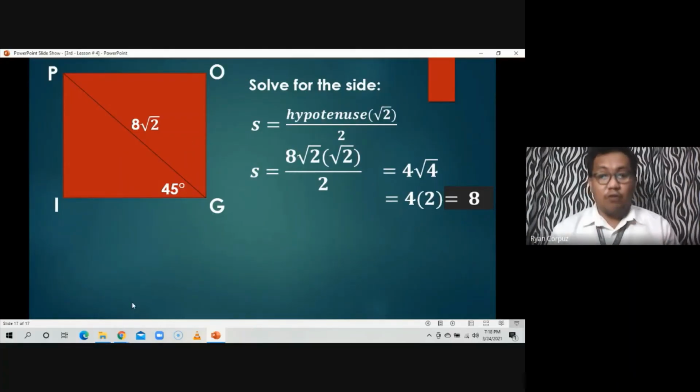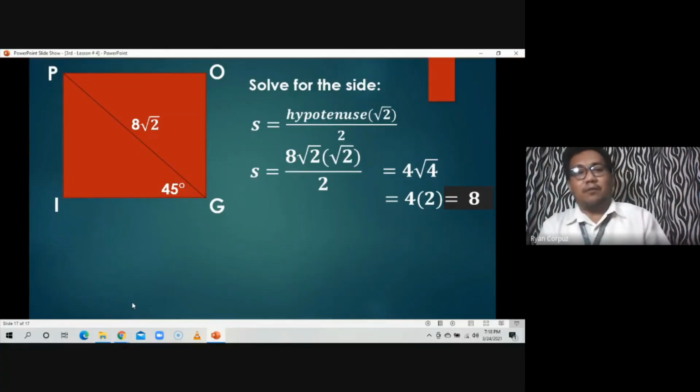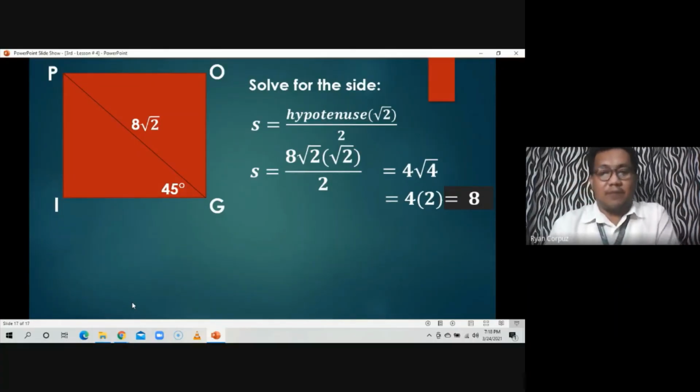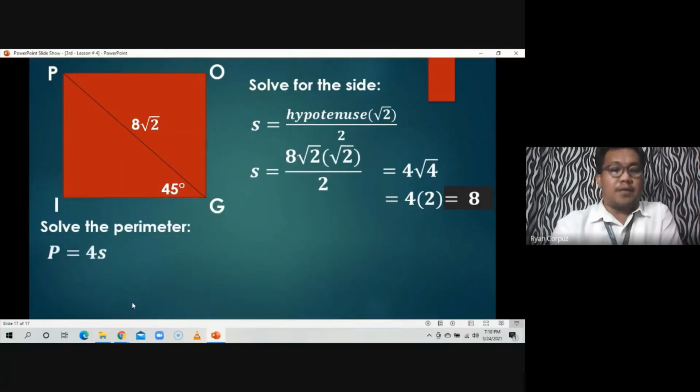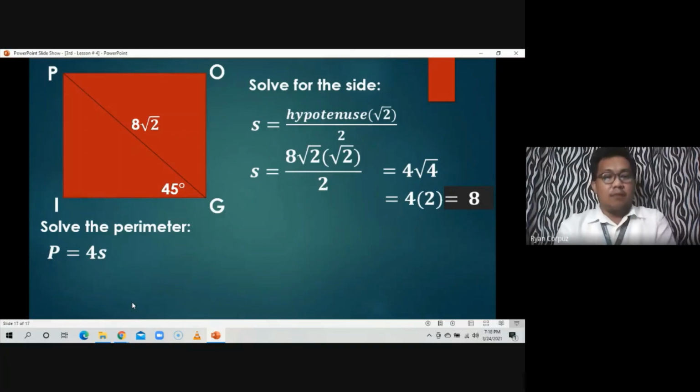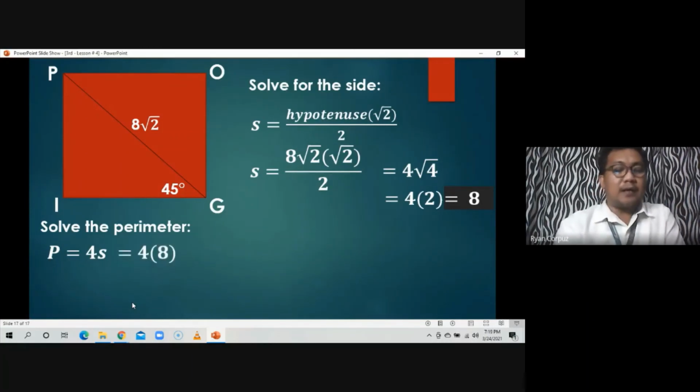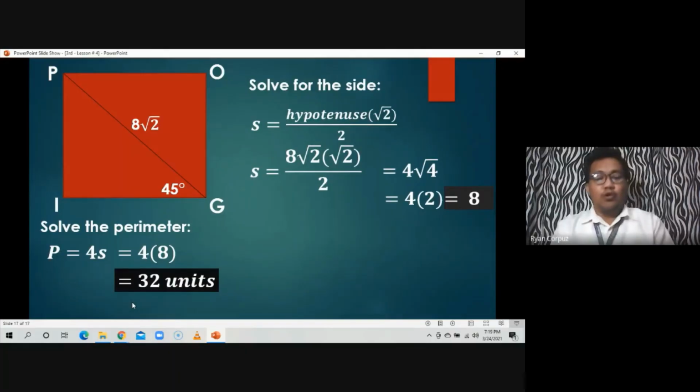So by knowing that, we can now find the perimeter of that square as well as the area of the square. Let's first solve for the perimeter. To solve for the perimeter, we can use the formula P is equal to 4S. We know that the side measures 8. So we substitute, and we come up with 4 times 8, which is equal to 32 units. So the perimeter of that square is 32 units.